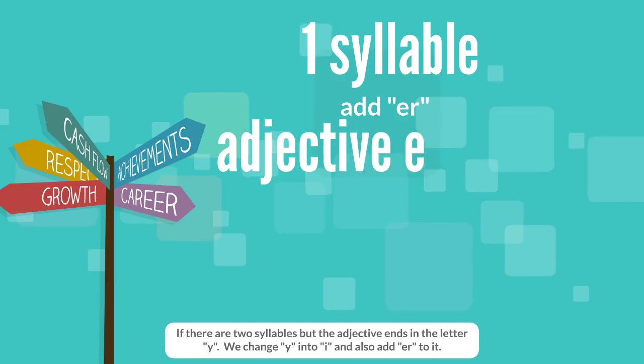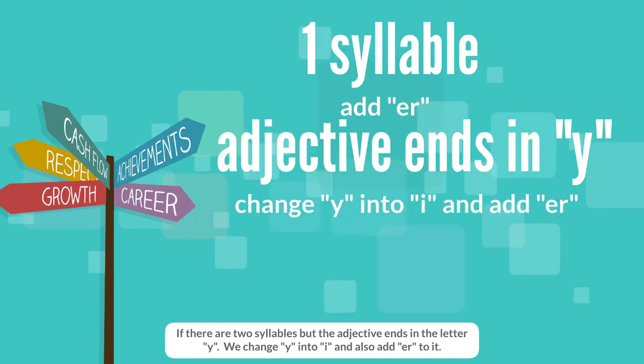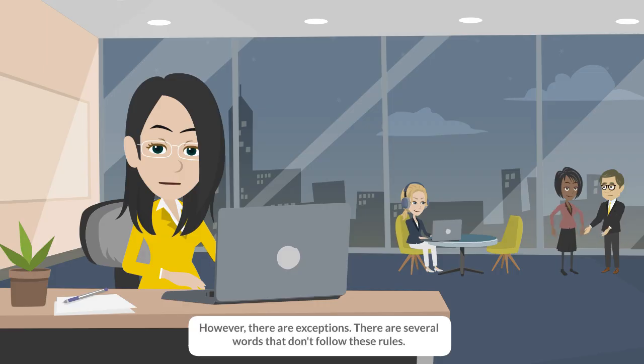If there are two syllables, but the adjective ends in the letter Y, we change Y into I and also add er to it. If the adjective has two or more syllables, we don't change the adjective, we just add the word more before it. However, there are exceptions. There are several words that don't follow these rules.